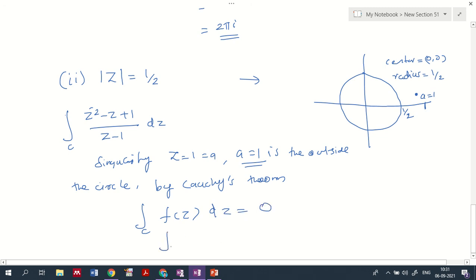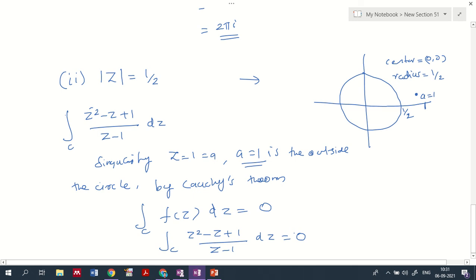That means the integral over c of (z square minus z plus 1) divided by (z minus 1) dz will be equal to 0 in this case. Okay, so this is how you evaluate different problems. In this case, basically you want to understand what the given curve is, whether the curve is a circle or an ellipse or any other shape.